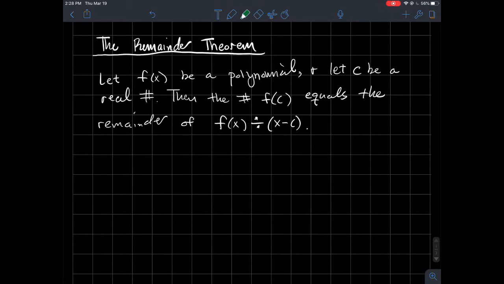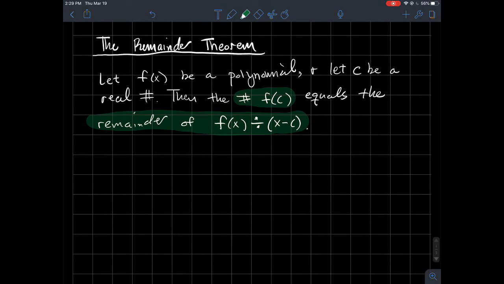If you've got a polynomial, and we're going to name it f of x, like function notation, and given some real number c, it can be any real number that you want, then we're going to relate two quantities. The output, f of c, so you get a number when you plug c into your polynomial. That number equals the remainder of your polynomial divided by x minus c. So this number is equal to the remainder of f of x divided by x minus c.